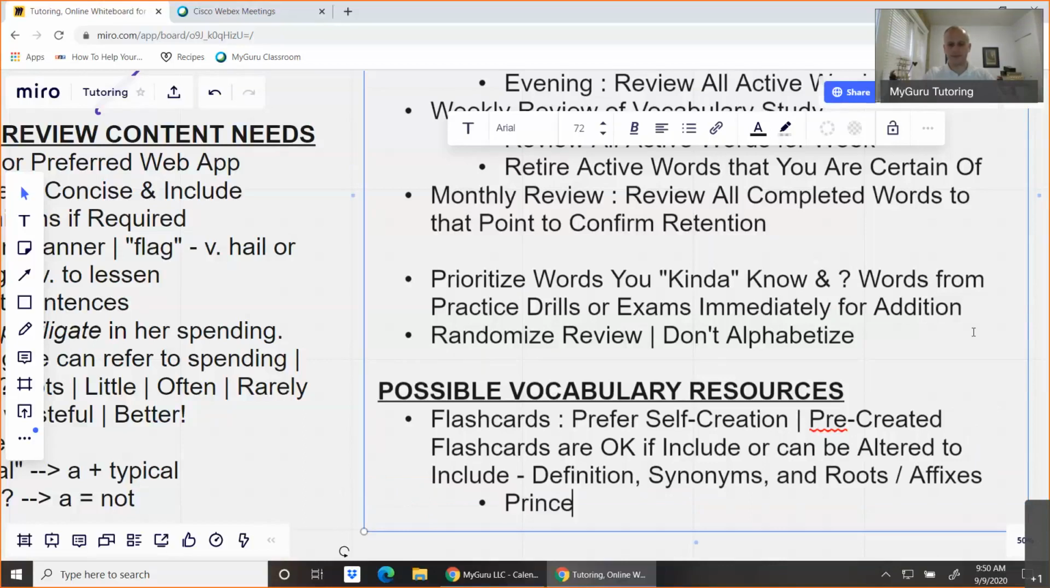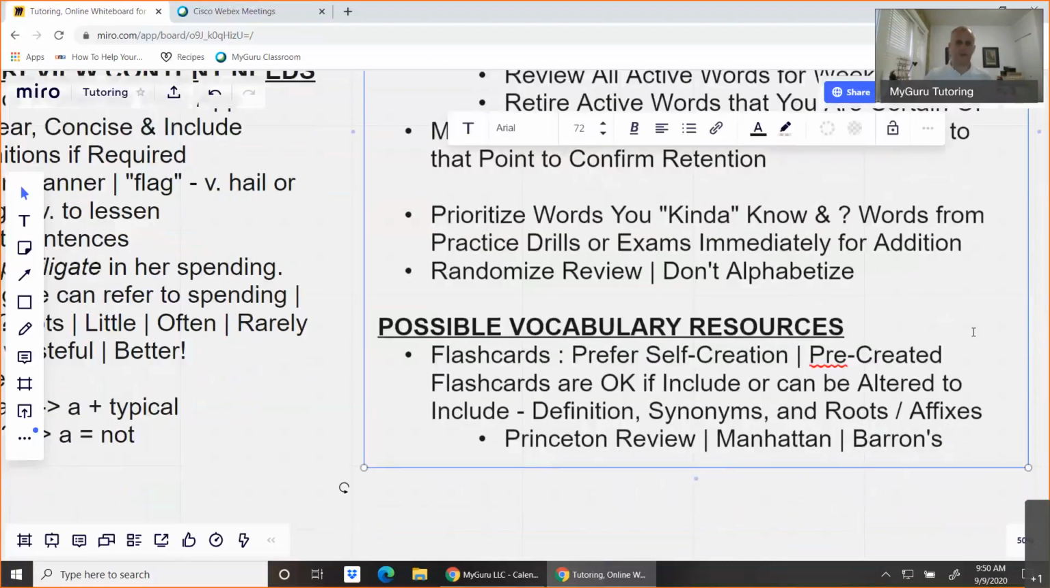There's a whole bunch of resources out there. You've got Princeton Review, you've got Manhattan, you've got Barron's, and literally any vocabulary resource is going to be viable. And that again gets back to the nature of the GRE. All words in English are viable, and therefore there's no wrong place to do your study for the vocabulary on the GRE. So pick a resource for flashcards, and that'll be fine.